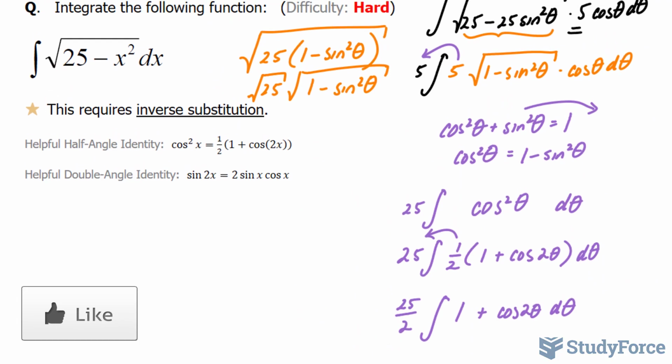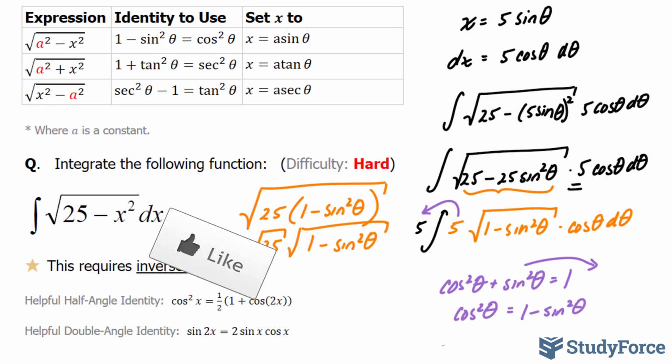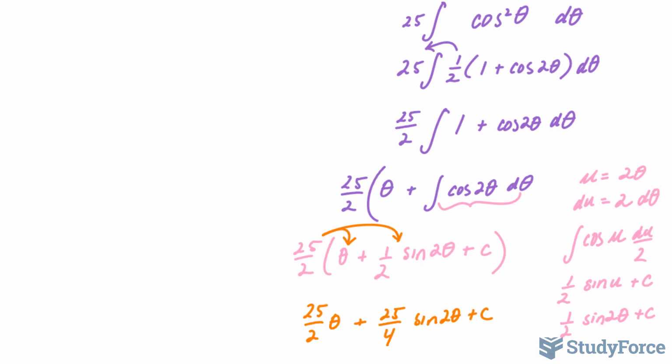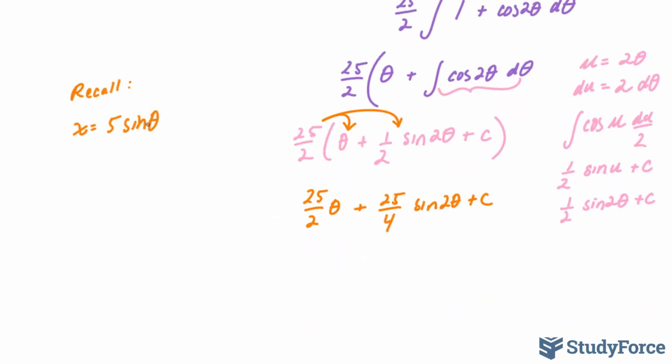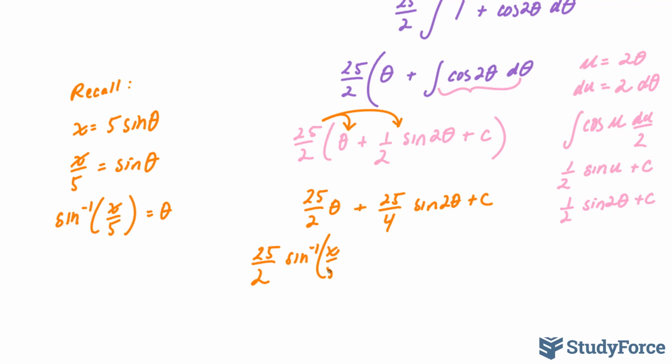Remember what we set our x equal to? We set it equal to 5 sine theta. So remember that. Let's write that down. If we isolate for theta, we end up with x over 5 equals sine theta. Take the inverse of both sides. Sine inverse of x over 5, and we have simply theta. So we can replace this with that. Sine inverse of x over 5.